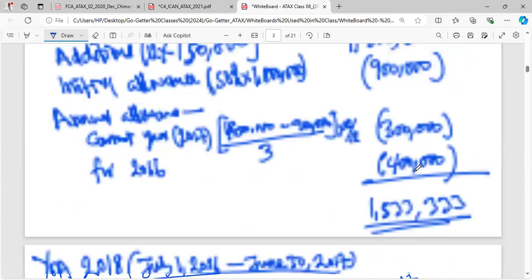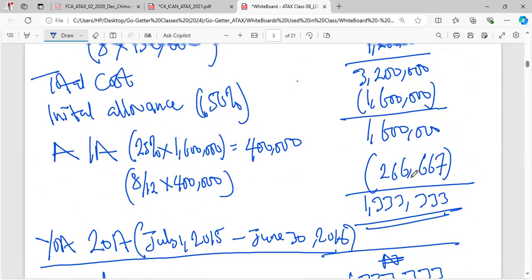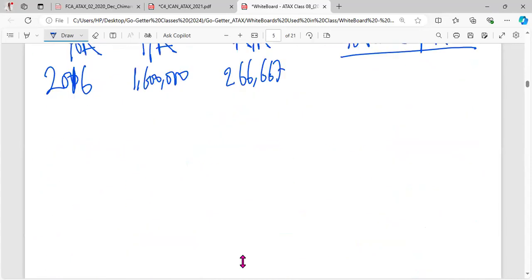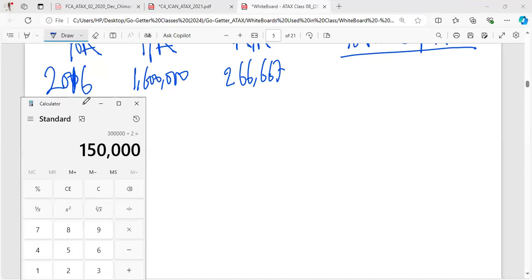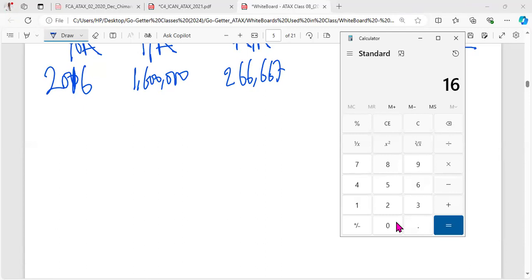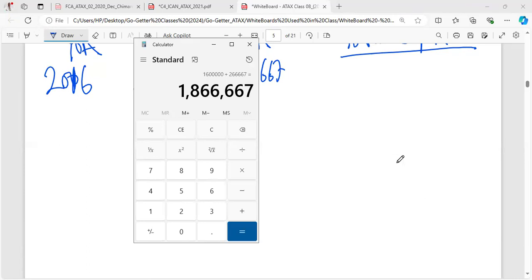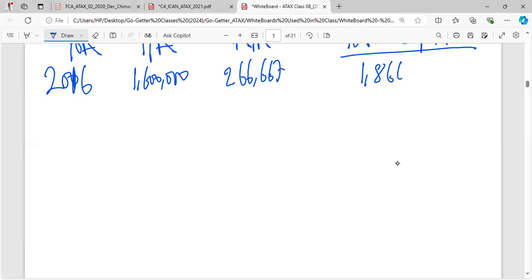Is that what we got there? Yes. So simply add them together. 1,600,000 plus 266,667. You have 1,866,667. So that's for 2016.